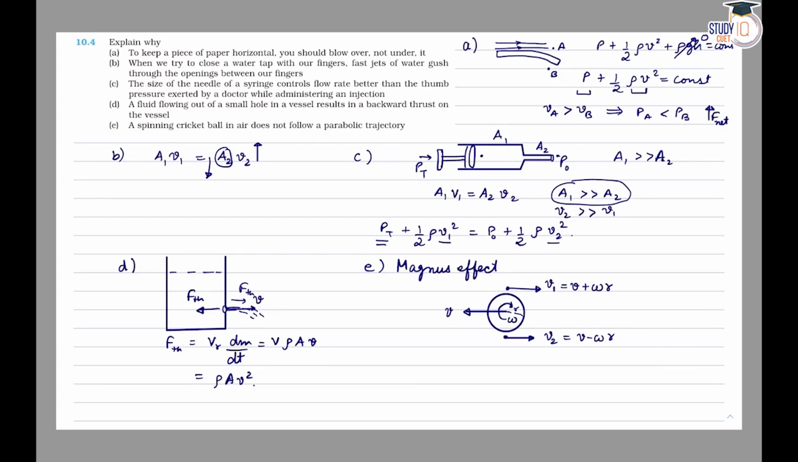Now again I can say that this point is 1 and this point is 2, the speed v1 is more than v2, then by Bernoulli equation p1 will be less than p2, and because of this higher pressure at the bottom point, the ball is going to experience a net force in upward direction other than the downward gravitational force, and because of that the path will not be parabolic.